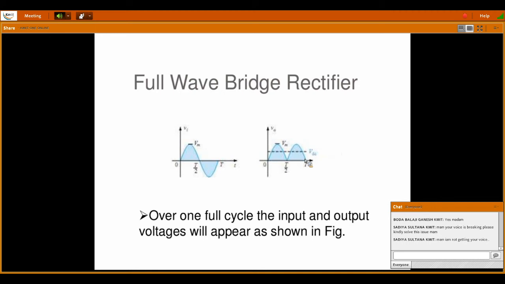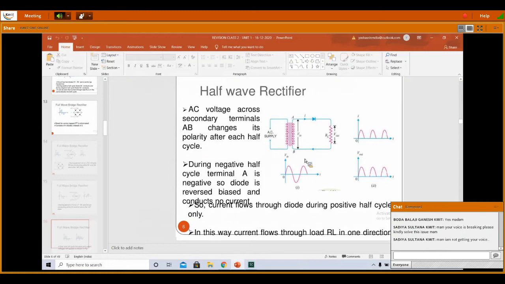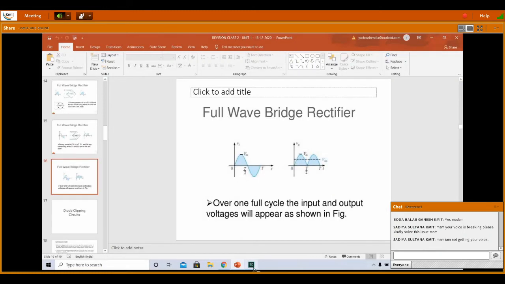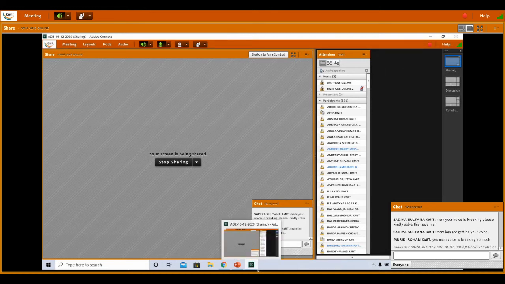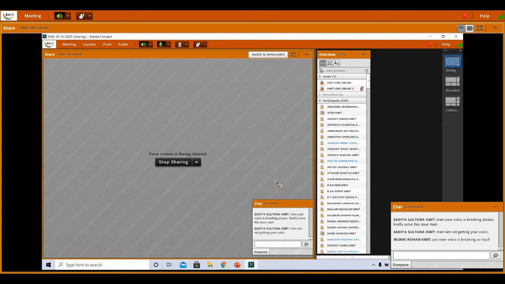Have you all understood till here? Rectifiers. Hello? No problem, your net is also very high only. I don't know why my voice is breaking.